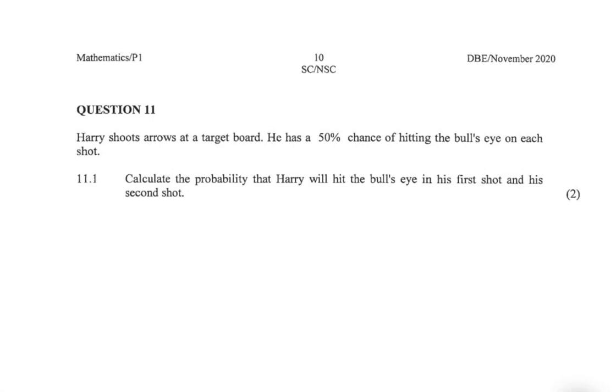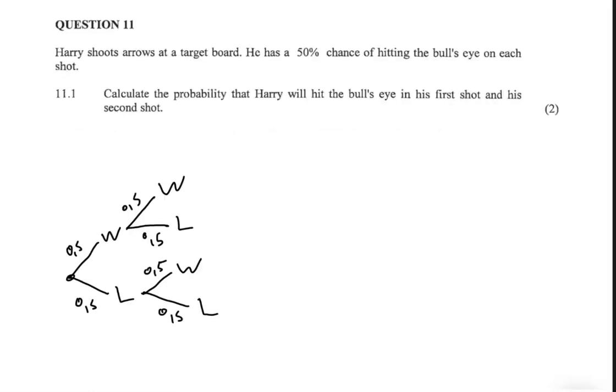When we want the probability of a sequence of events, it's always a good idea to use a tree diagram. So let's go ahead and construct one. On a tree diagram, when we go along the branches, we multiply, and when we go down the branches, we add. Here we're looking for the probability that he will hit the bullseye in his first and second shot. So the first shot needs to be a win, and the second shot also needs to be a win. So we're going along the branches.